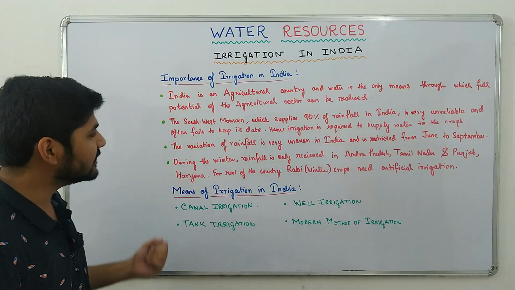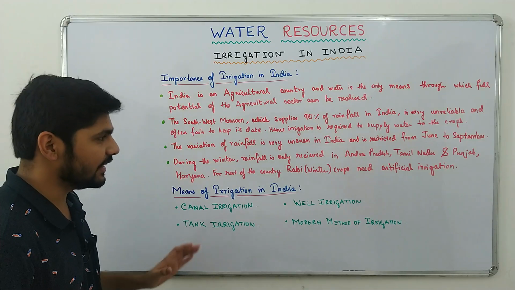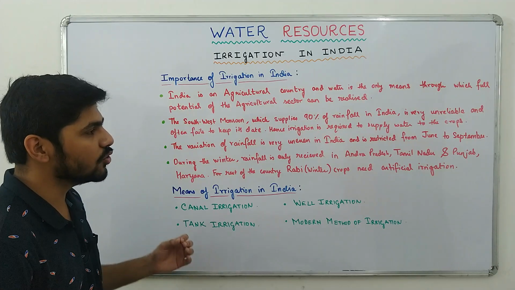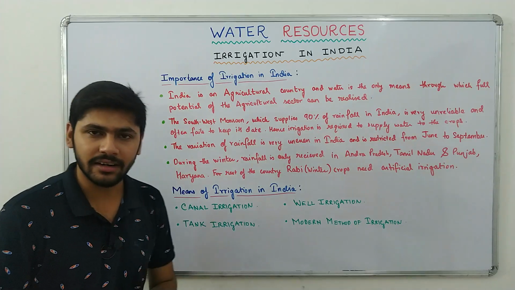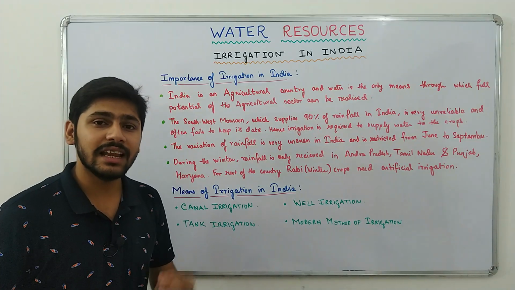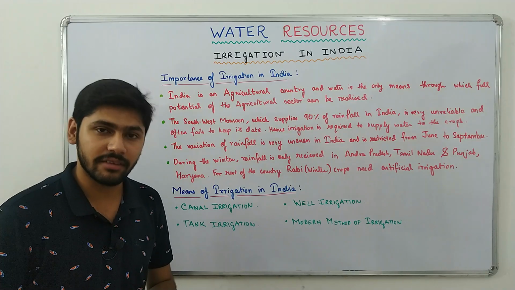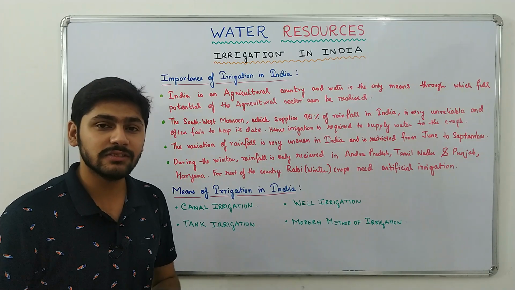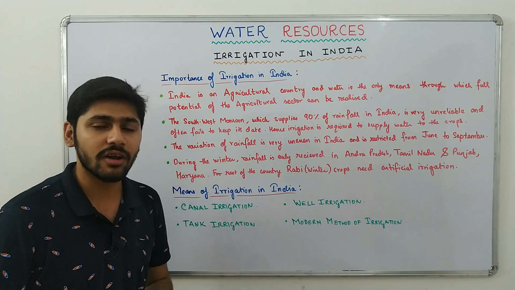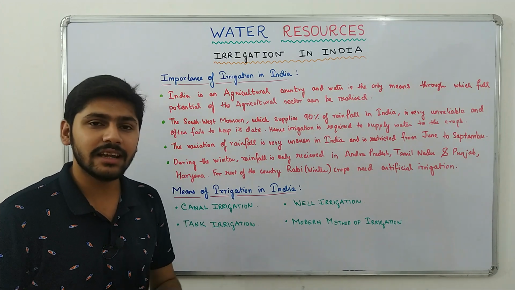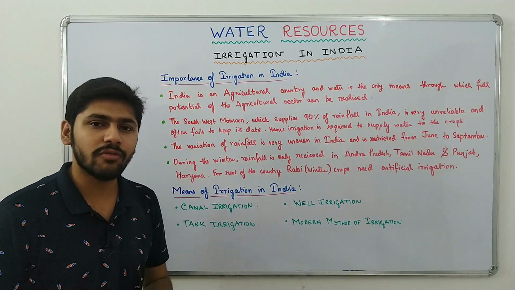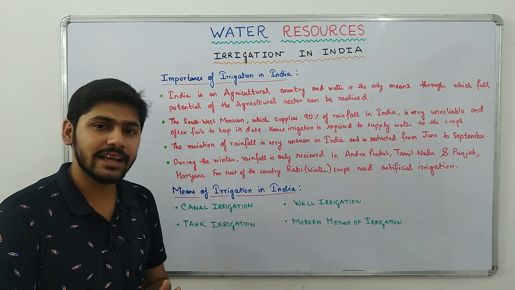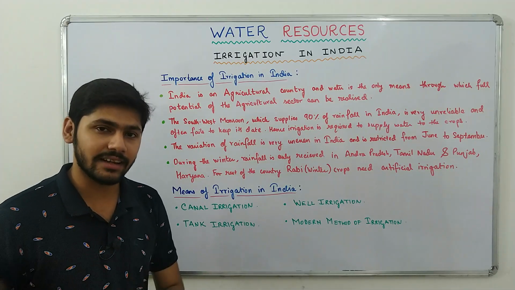Then, the variation of rainfall is very uneven in India and is restricted from June to September. Now, the rainfall in India is very uneven. Rajasthan receives less than 25 centimeter of rainfall every year, but Mawsynram receives more than 1000 centimeter of rainfall every year. Hence, the rainfall is very uneven in India. Say, in places where the rainfall is very less, irrigation is very important for agriculture.